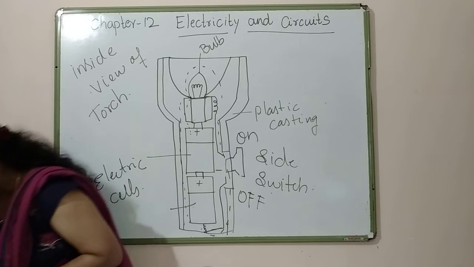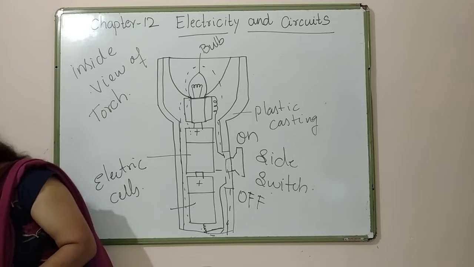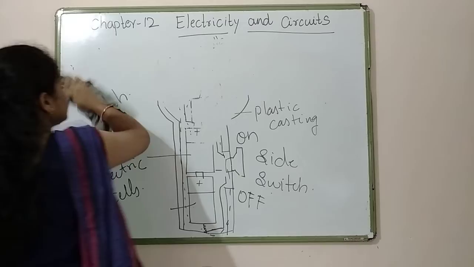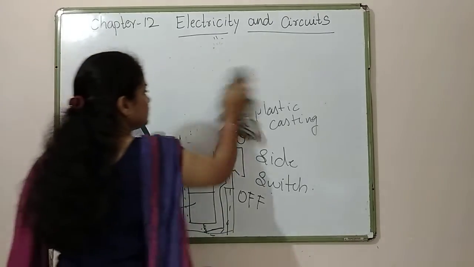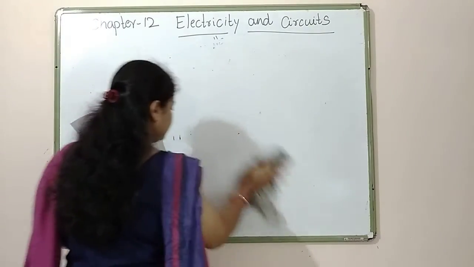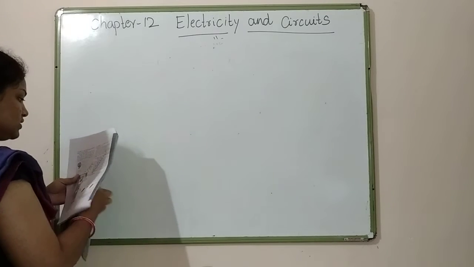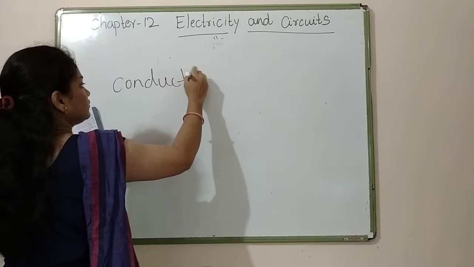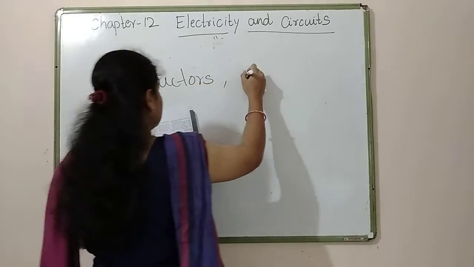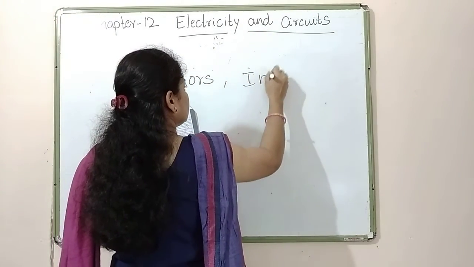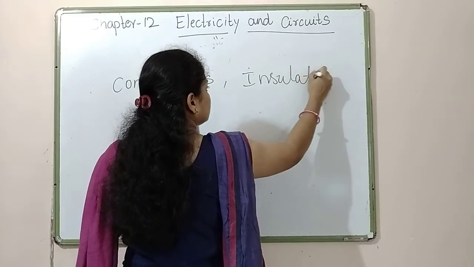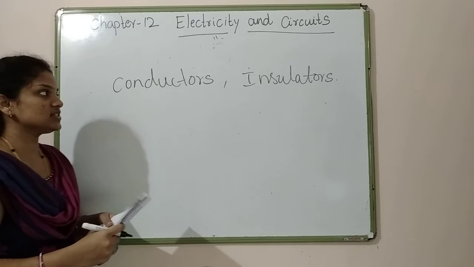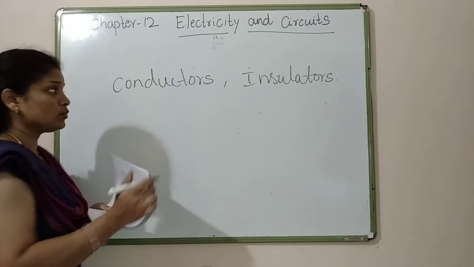Okay, so the next topic is conductors and insulators. This is the last topic in this chapter. So, conductors and insulators. What do you mean by conductors? Conductors are the materials which allow the current to pass through.